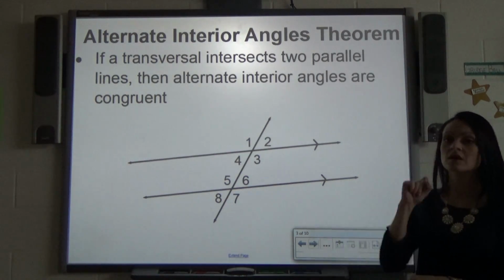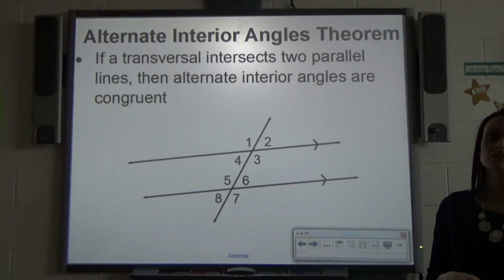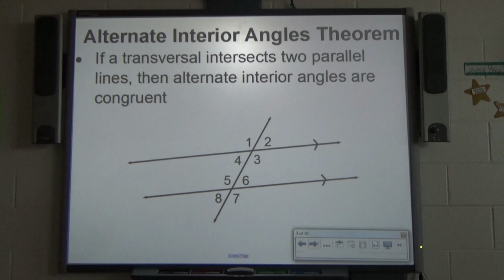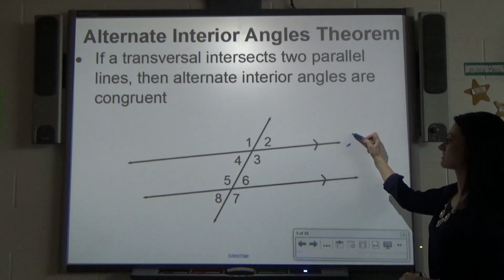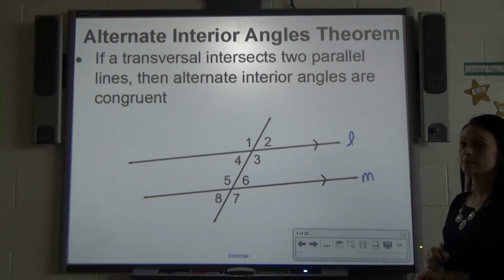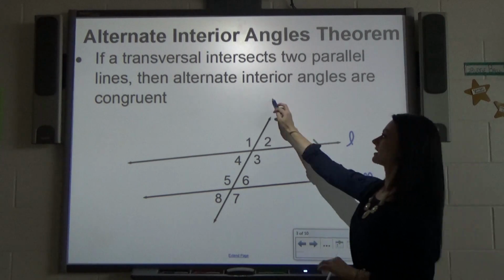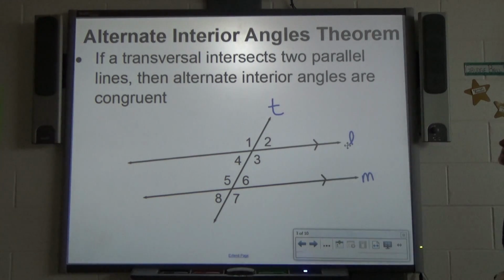So there's a couple theorems that we're going to deal with that deal with the four angles that we just discussed. The first one that we're going to look at is an alternate interior angle theorem. So now when I look at those alternate interior angles, if my two lines that I've been given are parallel, then I can say that the alternate interior angles are congruent. I'm just going to call these line L and line M to make our lives easier. And I'm going to call my transversal T.